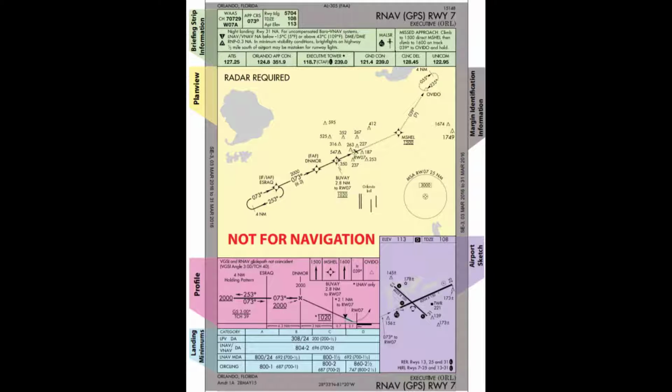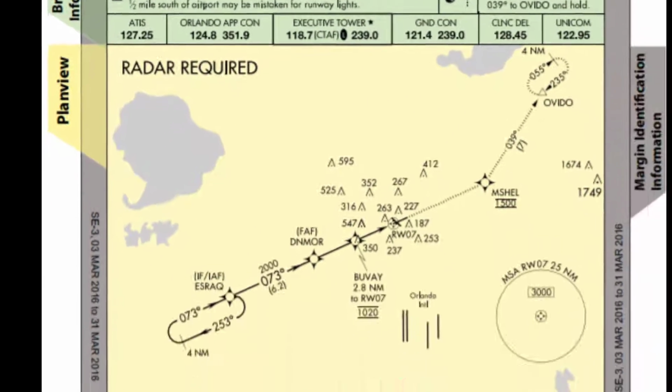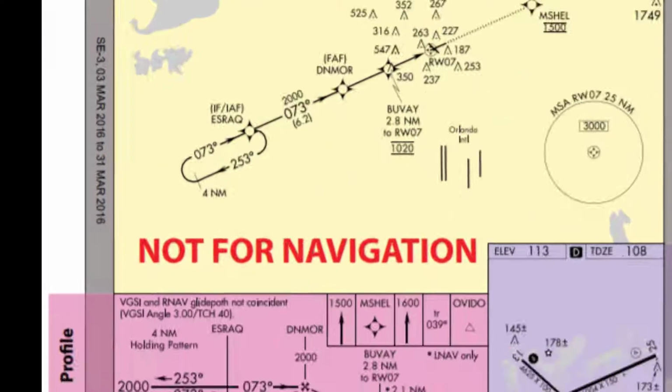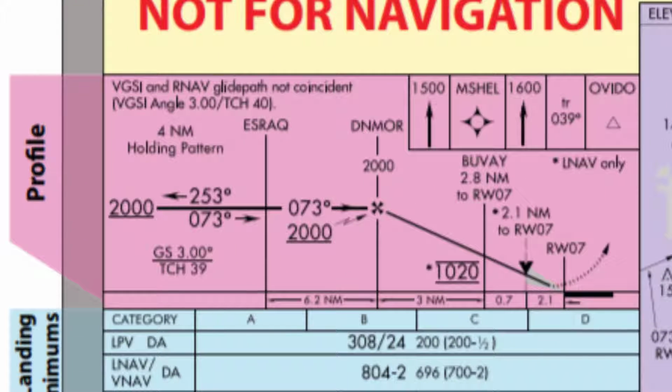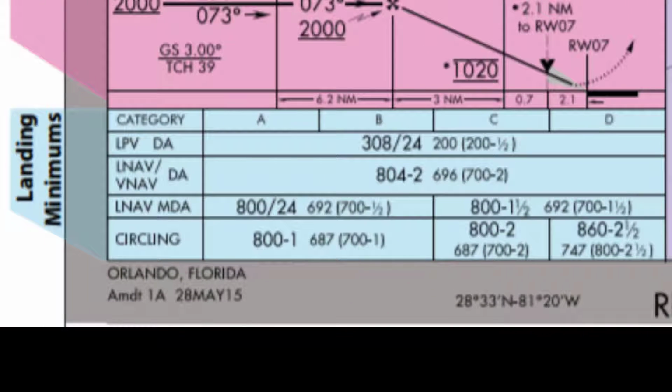Instrument approach procedure charts are divided into various sections. You have the margin identification information in gray, the briefing strip information in green, the plan view information in yellow, the profile view information in pink, the airport sketch in purple, and landing minimums in light blue.